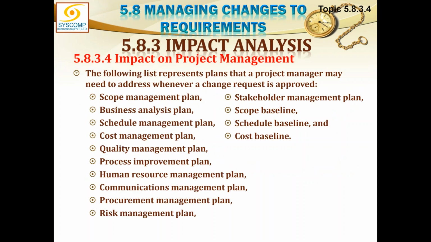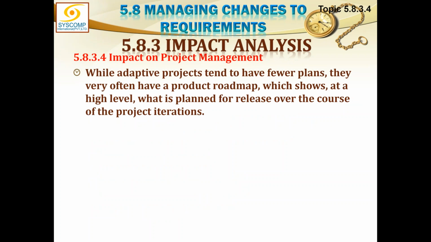The following list represents plans that a project manager may need to address whenever a change request is approved. This includes a complete list of all the plans: scope management plan, business analysis plan, schedule management plan, cost, quality, process improvement plan, HR, communication, procurement, risk, stakeholder management plan, scope baseline, schedule baseline, and cost baseline. In other words, all the ingredients of the project management plan are impacted by changing requirements and scope.